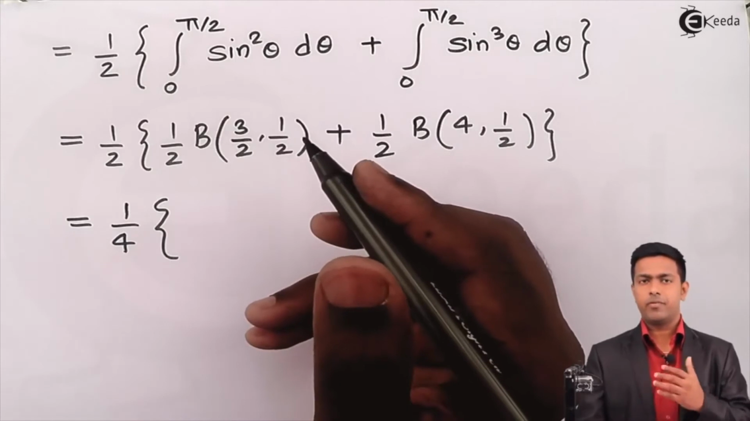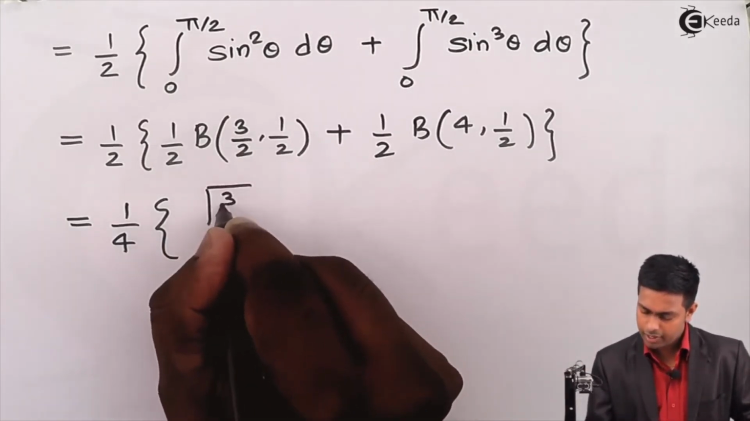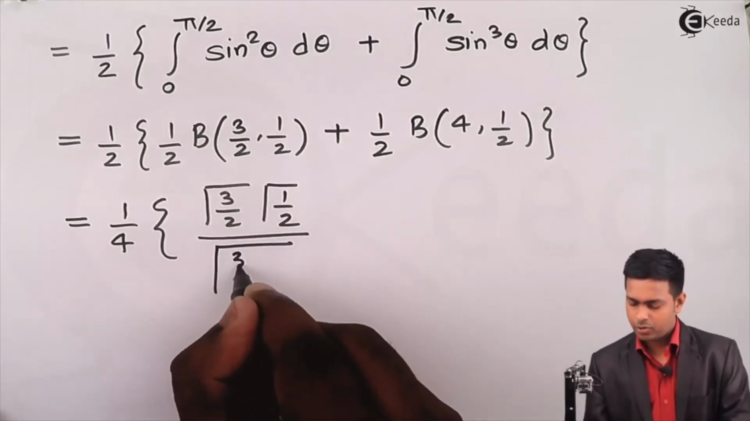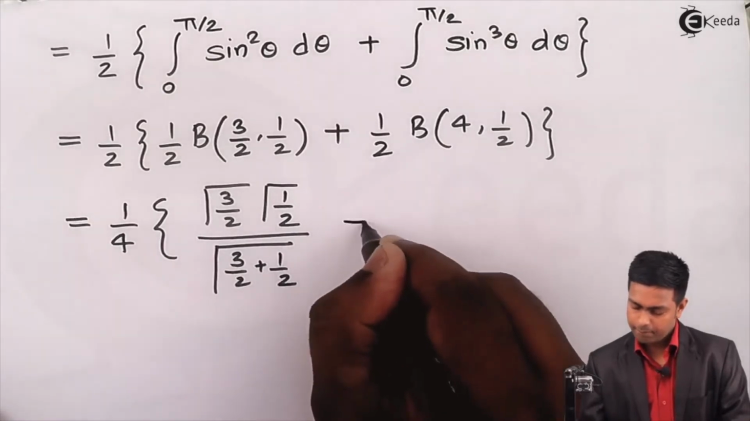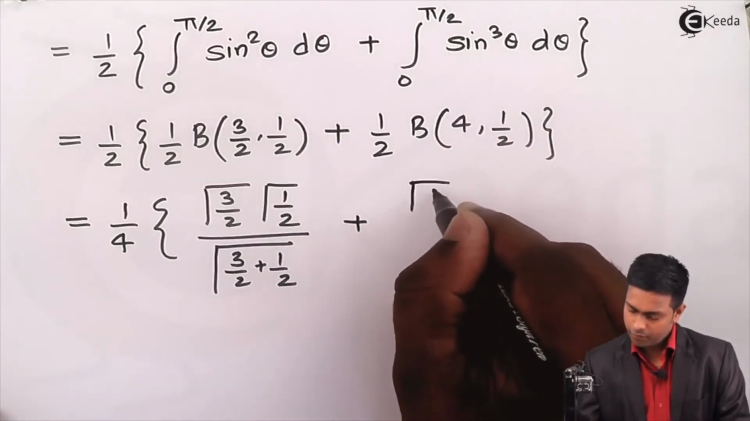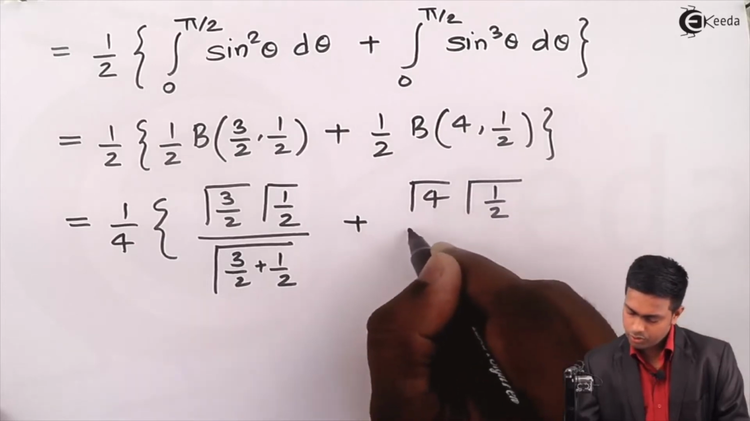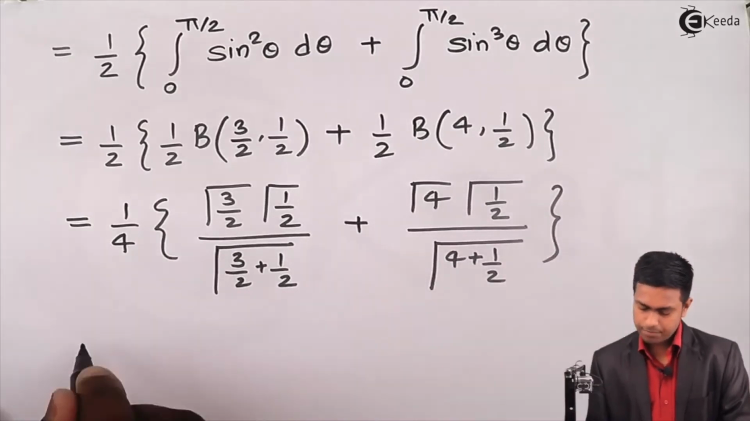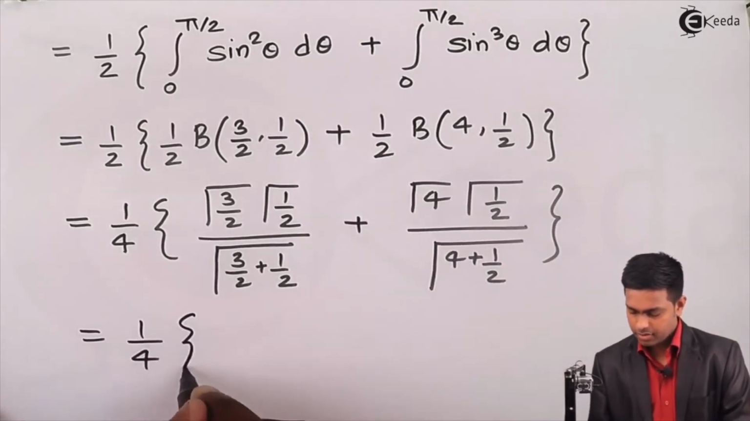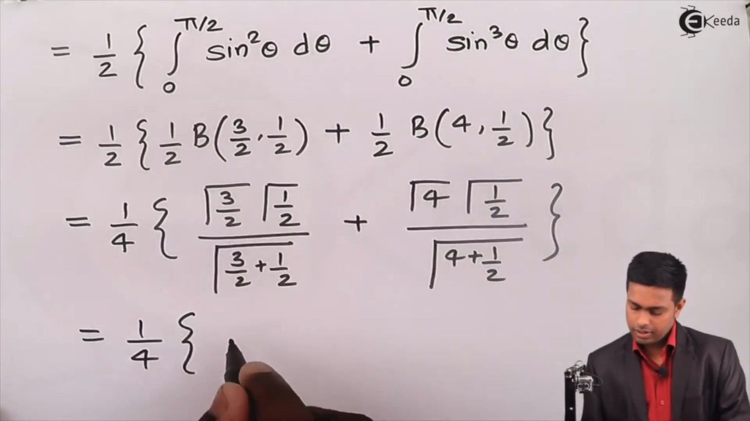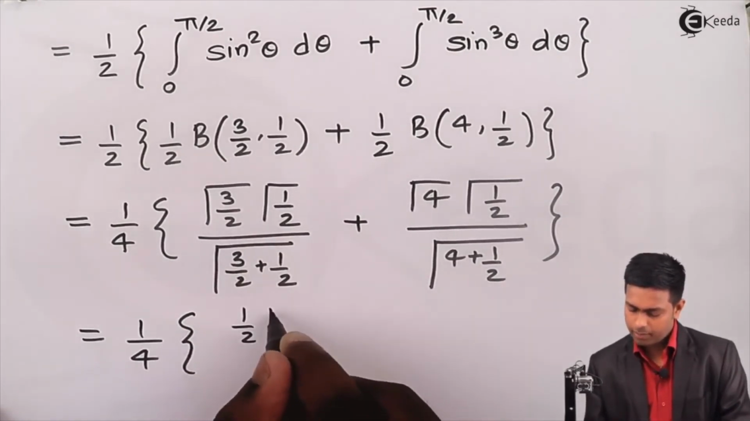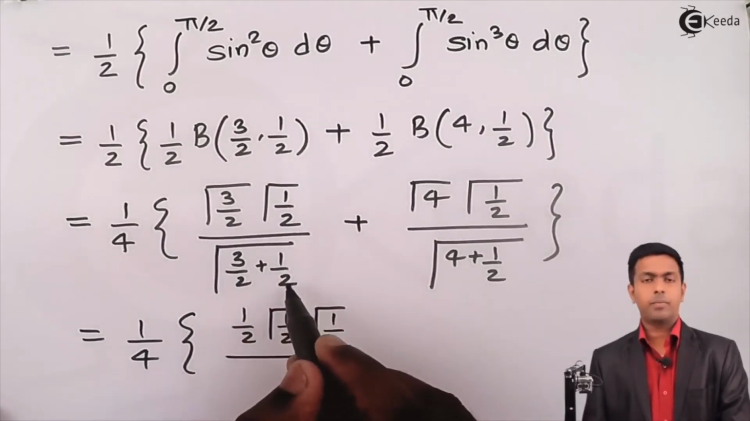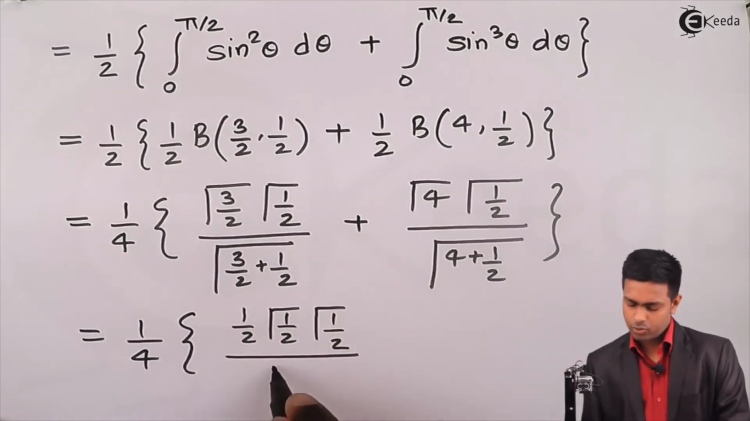We will apply the relationship between beta and gamma. So that is gamma 3 by 2, gamma 1 by 2 upon gamma 3 by 2 plus 1 by 2, plus here gamma 4, gamma 1 by 2 upon gamma 4 plus 1 upon 2. So this will be 1 by 4 as it is. Gamma 3 upon 2, here the formula is 1 by 2 gamma 1 by 2 and again one more gamma 1 by 2. 3 by 2 plus 1 by 2, that is 4 by 2, which is 2. So gamma 2 is 1 factorial.